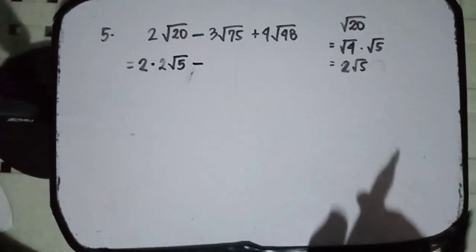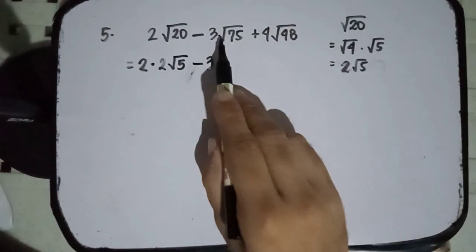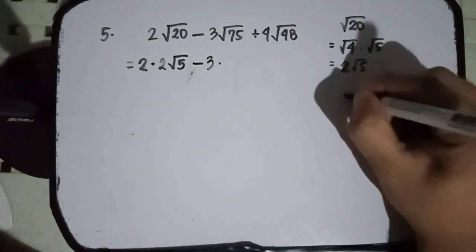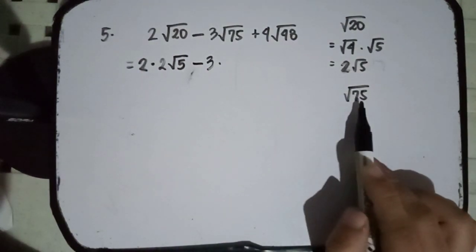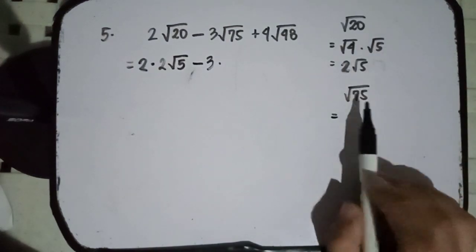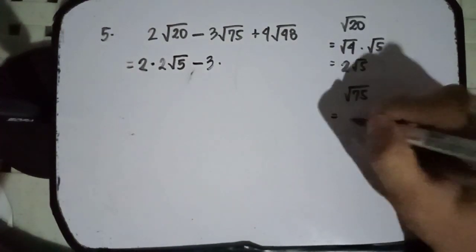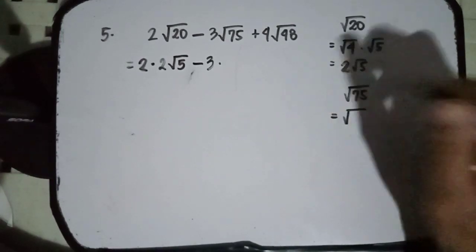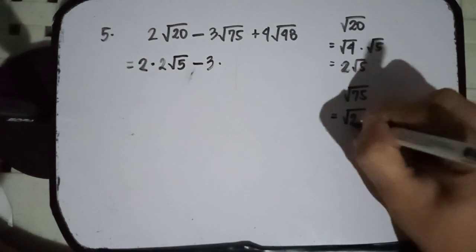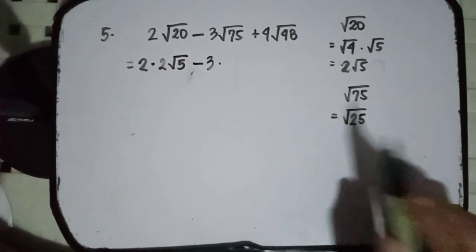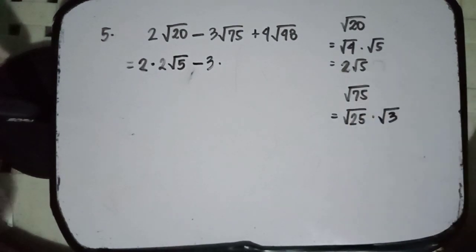Then, minus 3. Kopyahin mo tong 3 times itong square root of 75. I-simplify natin. Ano po? Okay? So, from square root of 75, kunin natin yung factors ng 75 na isa sa kanila ay perfect square. So, square root of 75, bali 25 po yun. Okay? 25 is a perfect square and then times square root of 3.